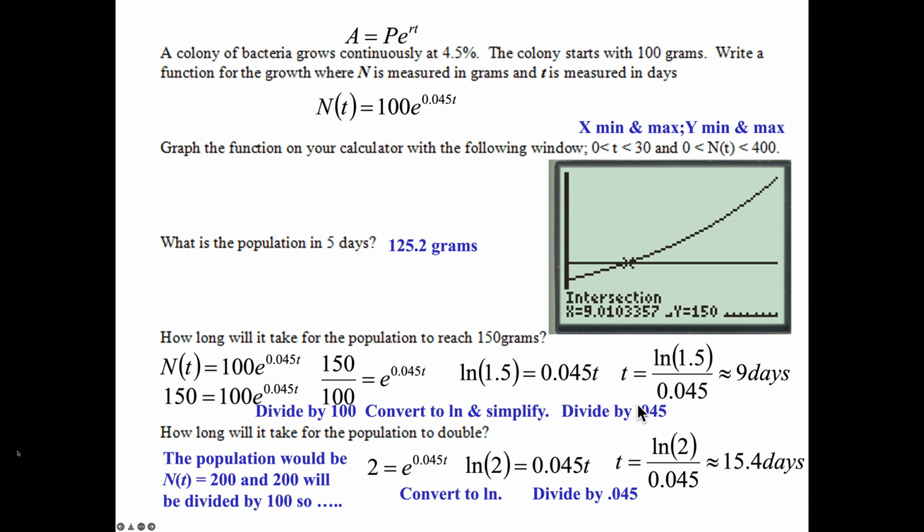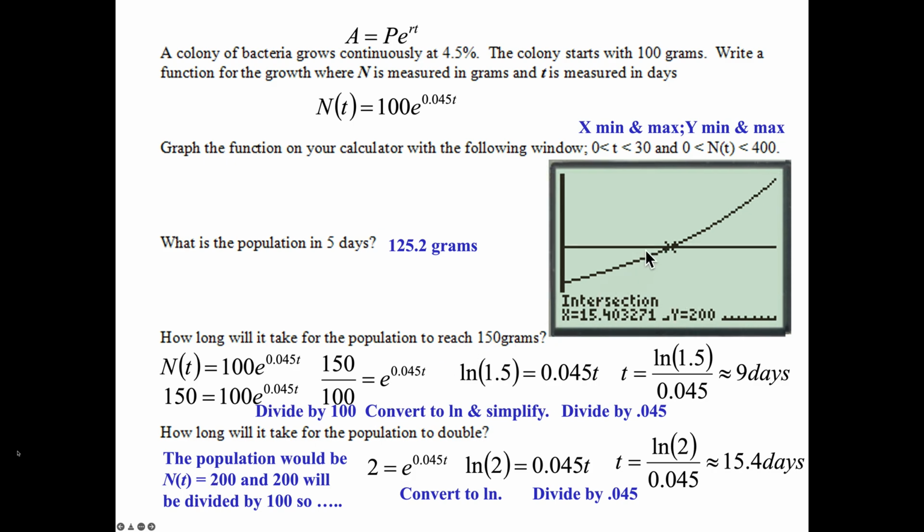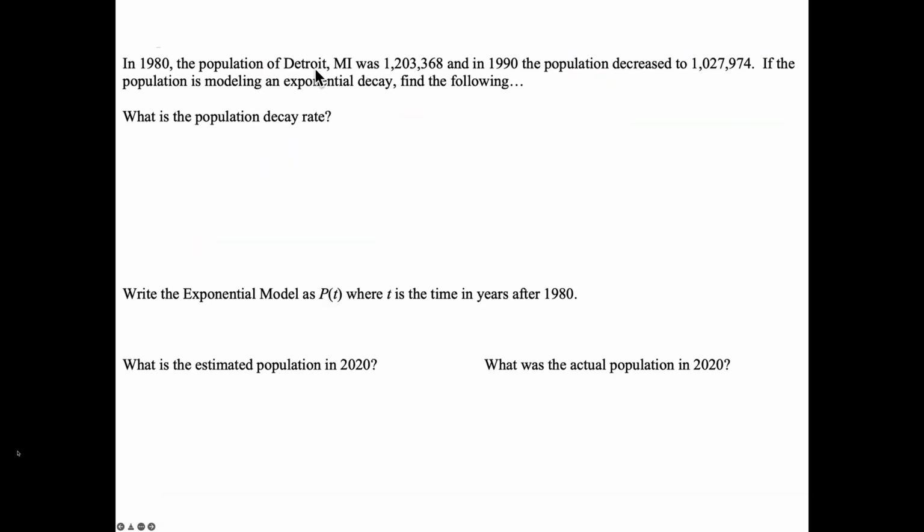Or again, we can go back to our y equals, change that 150 we just put in, and change it to 200. Find the intersection, and there's the same 15.4 days. All right, so that was continuous growth. Here's a continuous decay problem.